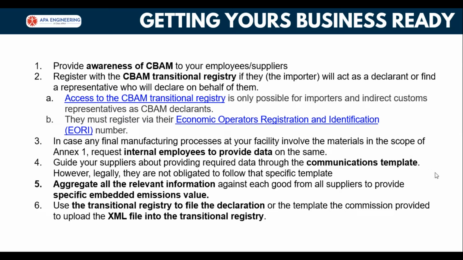And third, in case you have any final manufacturing process, because CBAM is all about getting the emissions not only at the installation level, it is also at the product level. So in case not only your manufacturing units provide you with goods, but you have a final manufacturing process which is involved right in your facility, and if they fall under Annex 1, then you should request the internal employees of your organization to provide data. Sometimes three, four suppliers may be giving us information, but there may be a final process in your own organization where you may have a facility.